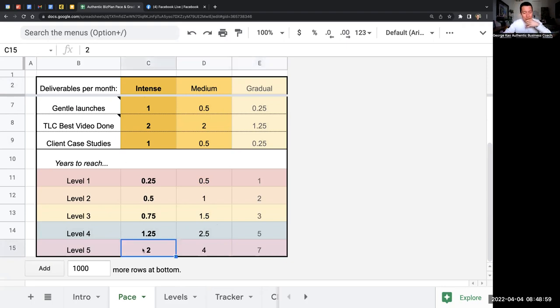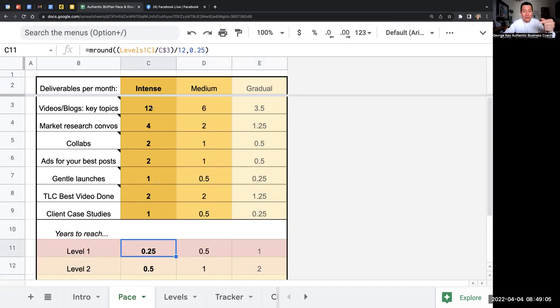And so if it takes you 2 years to reach level five and a quarter of a year to reach level one, what does that mean? That means you have to do 12 deliverables per month, which means approximately 3 videos or blog posts per week. That's intense, I know.